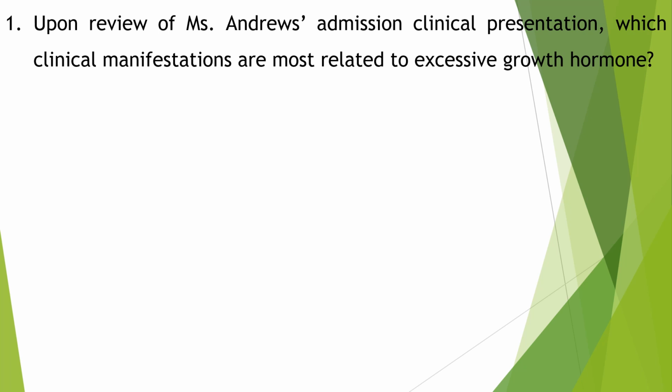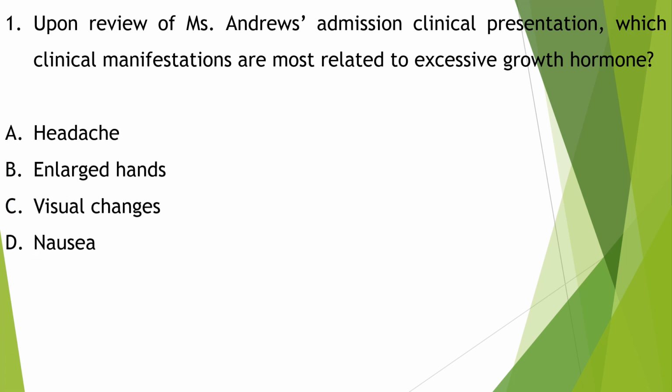Upon review of Ms. Andrews' admission clinical presentation, which clinical manifestations are most related to excessive growth hormone? Headache, enlarged hands, visual changes, nausea. An excess of growth hormone in adults does not affect bone length because of closure of the epiphysis, but does affect the bone density, and acromegaly, that is thickening of the bones, particularly in the hands and feet, and facial bones may develop.